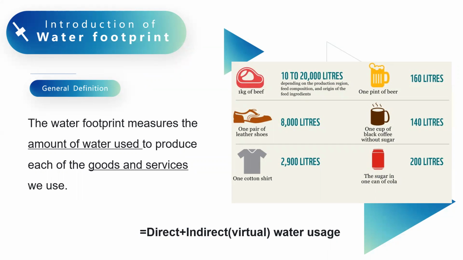So for example, in the picture here, a kilogram of beef would actually cost around 10 to 20,000 liters of water usage. So why is it so huge? That's because during the process of producing a kilogram of beef, especially, you need to feed the cows first. You need to produce the feeding stuff like the cereals and the grasses. So they all cost a lot of water. And also during the process of transportation from the farm to your table, you need a lot of steps of transportation, which requires a lot of other virtual indirect water usage.